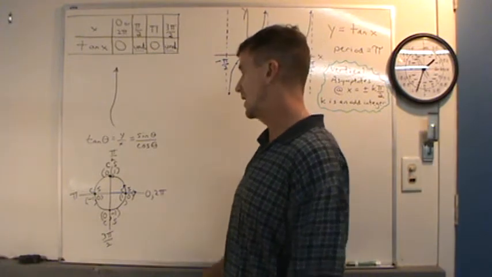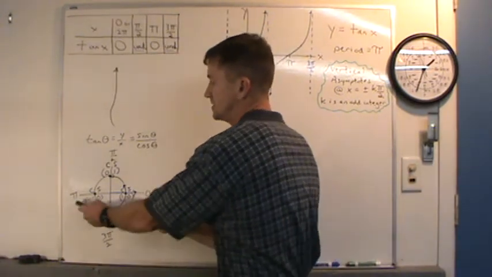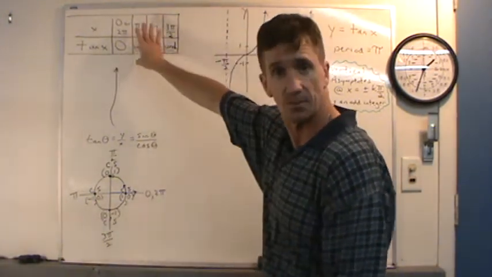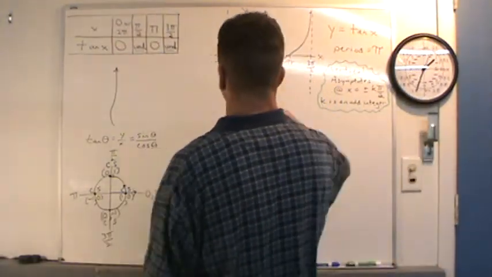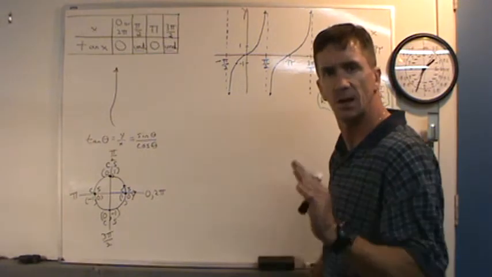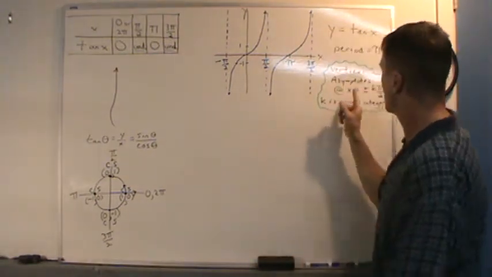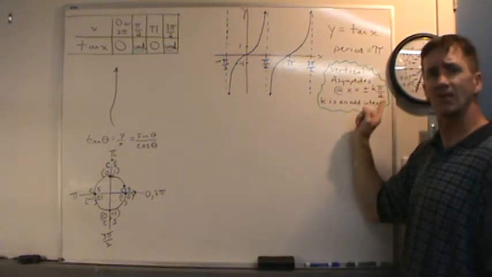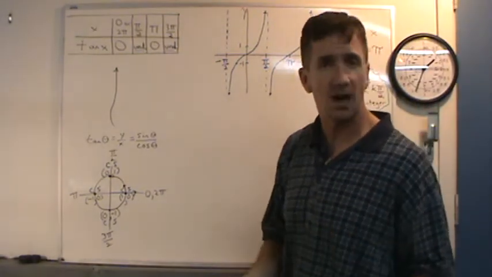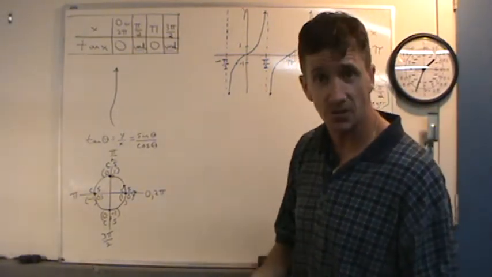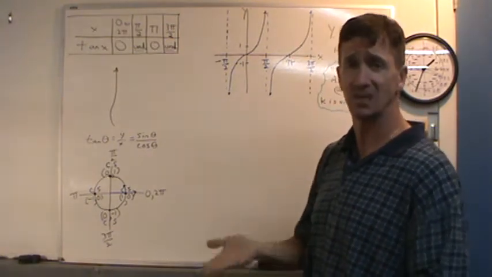And it takes on 0 at 0 and pi, as I put in this little table here. This is what the graph looks like. It looks like a bunch of snakes, but there are vertical asymptotes at every k pi over 2, where k is an odd integer. So at plus or minus pi over 2, at plus or minus 3 pi over 2, at plus or minus 5 pi over 2, etc.